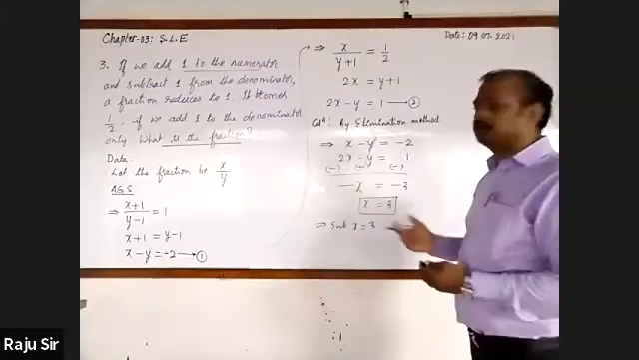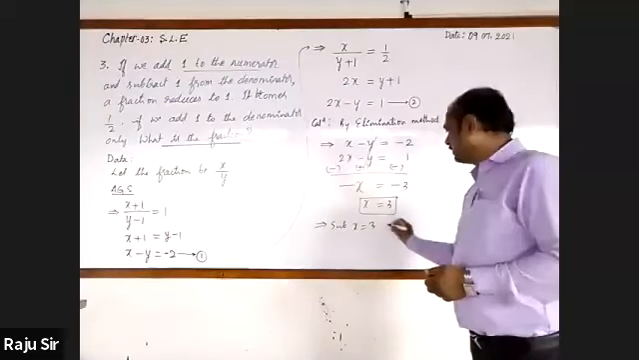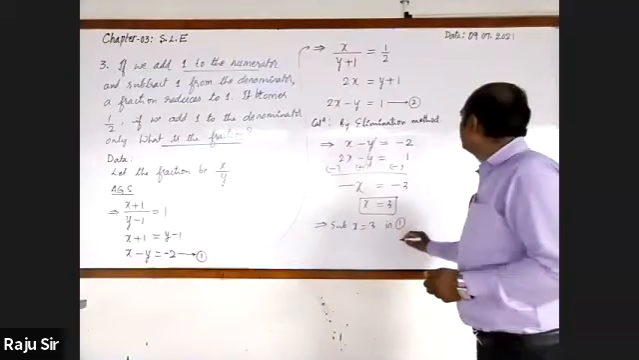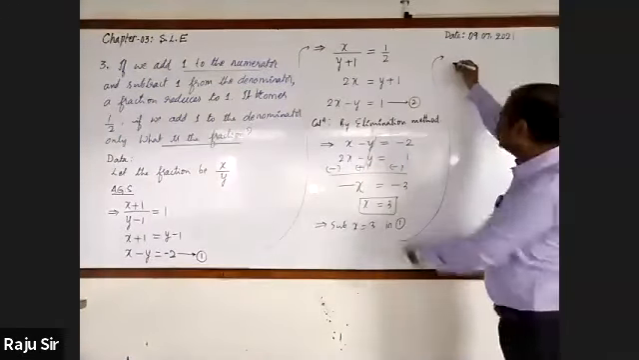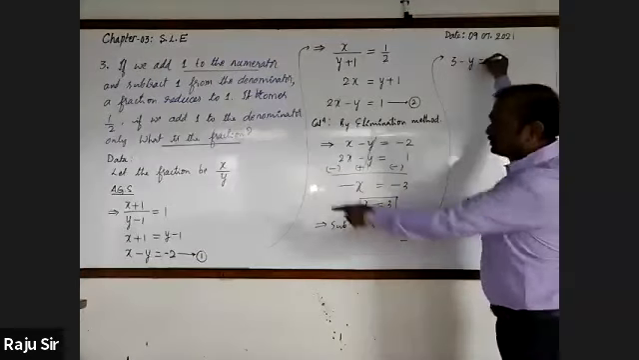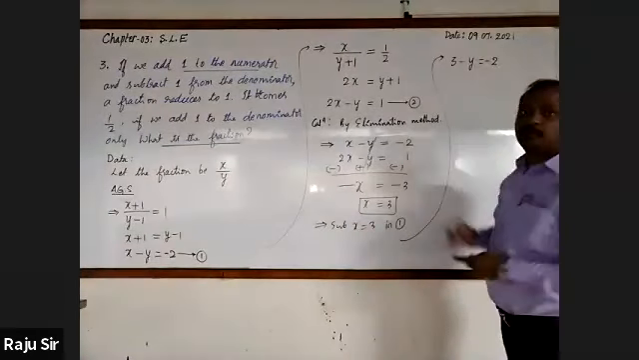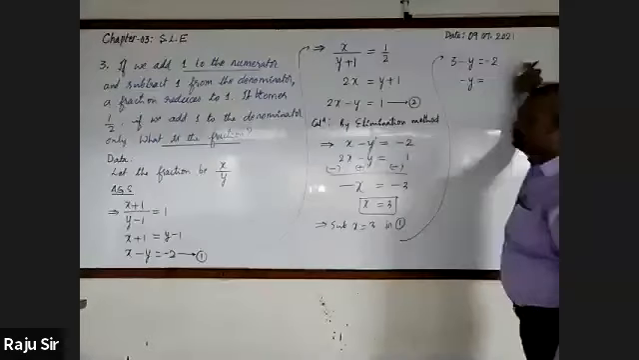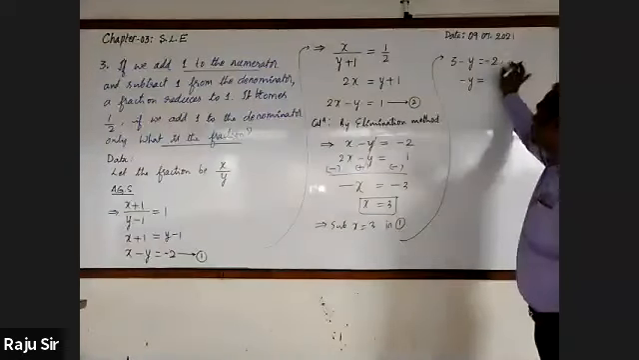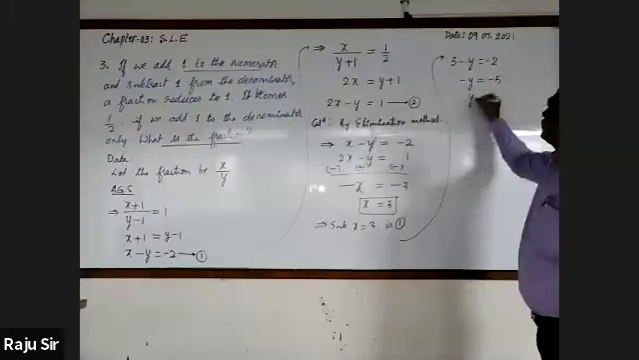Now substitute x equal to 3 in any one of the two equations. I take the first one only. x equal to 3 in equation 1. Equation 1 is x minus y, where x is 3. So 3 minus y is equal to minus 2. Here minus 2 is there. Transfer 3 to the right. It becomes minus 3. Minus 2 minus 3 is minus 5. Cancel minus and minus. You'll get y equal to 5.